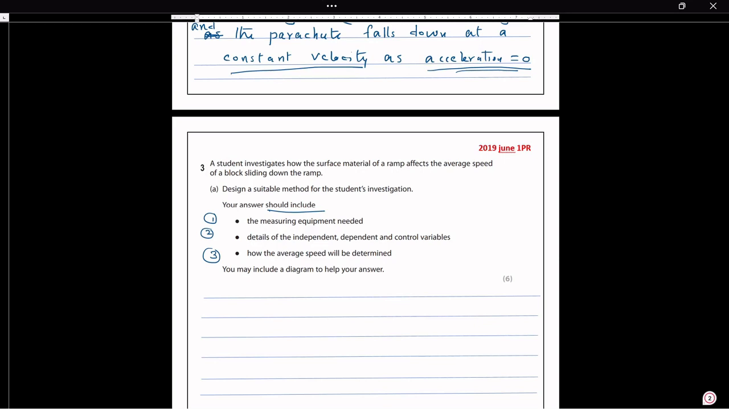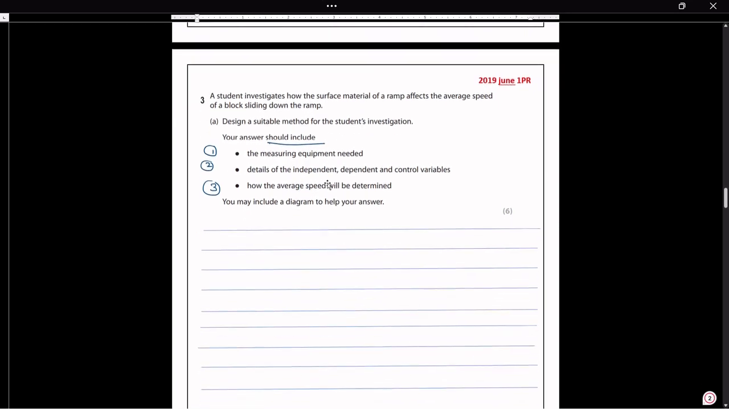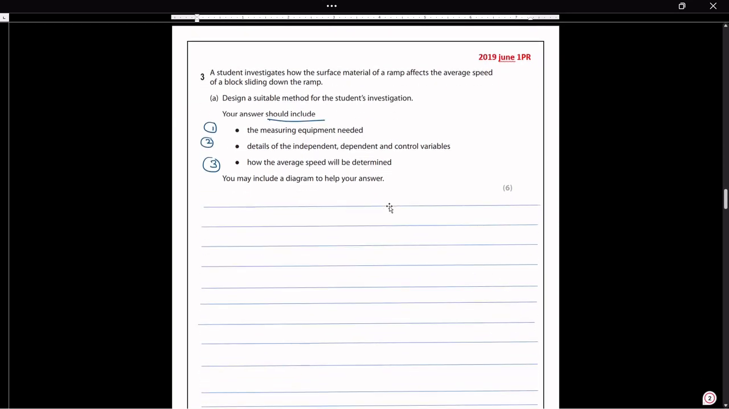Okay. The student investigates how the surface material of a ramp affects the average speed. So this is about a ramp. Ramp means it is like a slope. This is the ground level. A block sliding down the ramp. So there is a block. This is the block. It is sliding down the ramp. This is the ground.